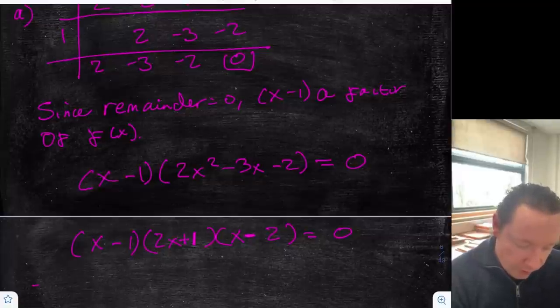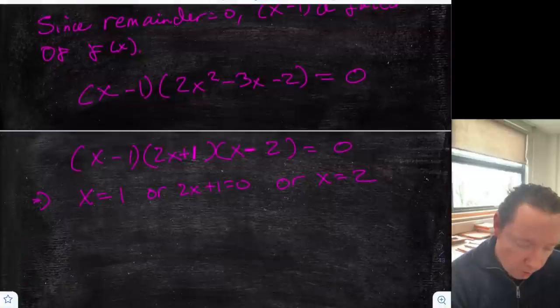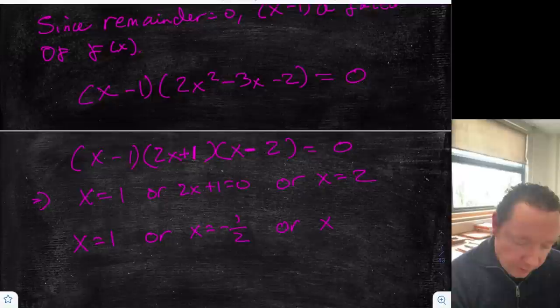So that gives the first bracket is x equal to 1, or 2x plus 1 equals 0, or x minus 2 equals 0. Solving our middle one, we get x equal to 1, or x equals minus a half, or x equals 2, and we're done there.